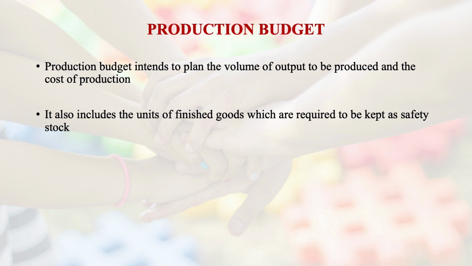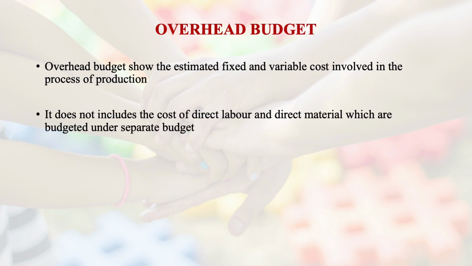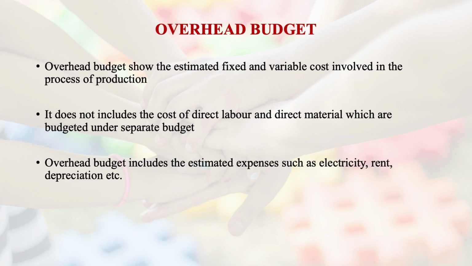Then we have the overhead budget. The overhead budget shows the estimated fixed and variable cost involved in the process of production. It does not include the cost of direct labor and direct material, which are budgeted under separate budgets. Overhead expenses include the electricity, the rent, the depreciation, the bills, etc.